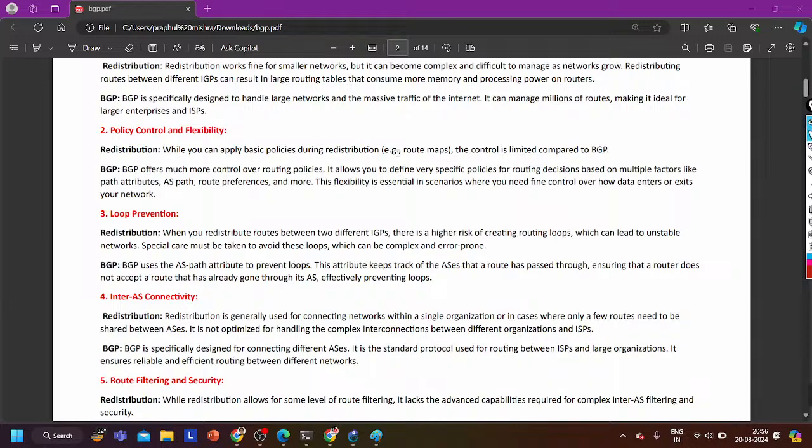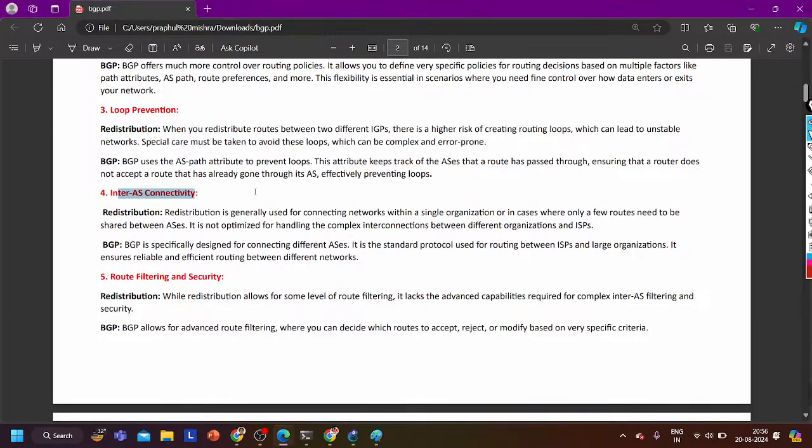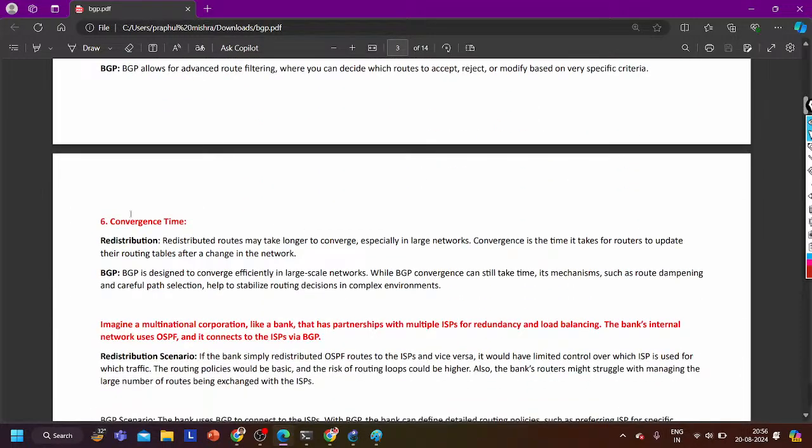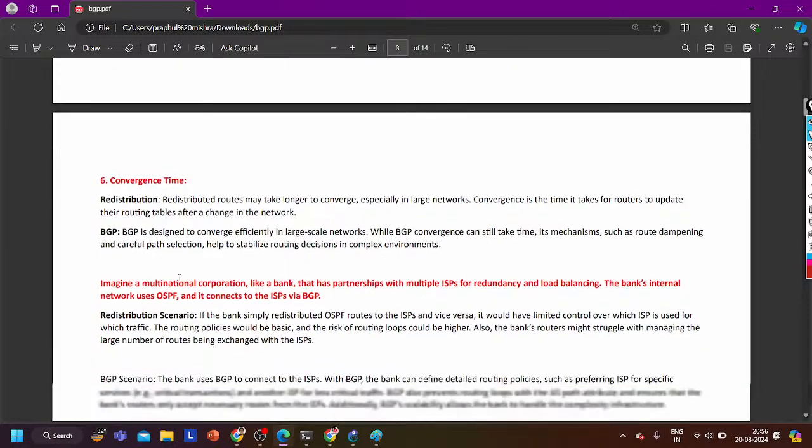Got it, guys? Then inter-AS connectivity, route filtering and security, convergence time. As you know, redistribution is a very slow process.